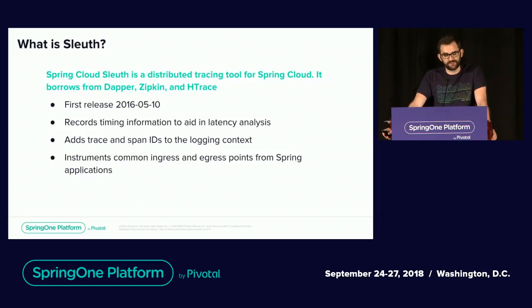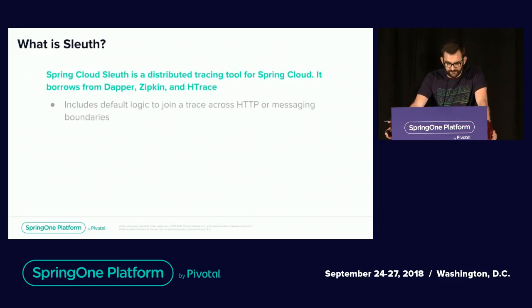So Sleuth instruments common ingress and egress points from Spring applications. So it knows how to instrument HTTP clients, messaging clients, different sorts of things in order to propagate the tracing context. Speaking of which, it knows how to actually continue a trace, right? So if you get proper headers in an HTTP call or a messaging message, Sleuth knows how to continue the trace, how to extract the headers and how to create spans out of it in a trace.